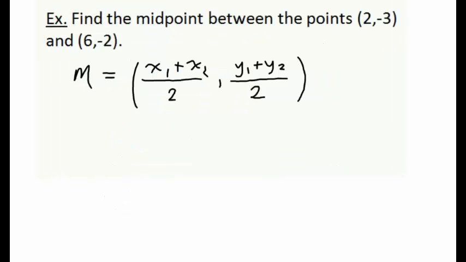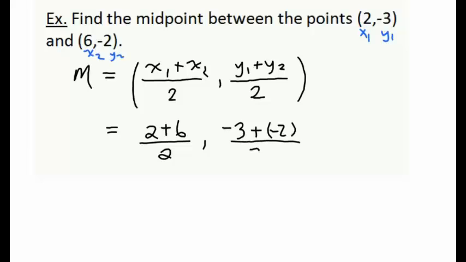To end off the lesson, let's calculate the midpoint between our 2 points 2, -3, and 6, -2. Just like in the last example, we're going to have to label these points. So I'm going to label this one as x1, y1, and this one as x2, y2. So now we can make the substitution into our midpoint formula. We take the average of our x values, so 2 plus 6 over 2, and the average of our y values. So here we have negative 3 plus negative 2 over 2.